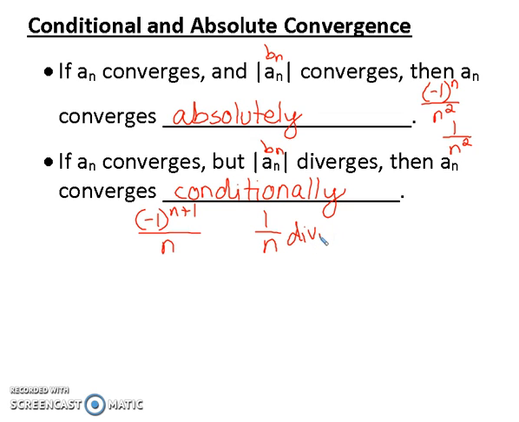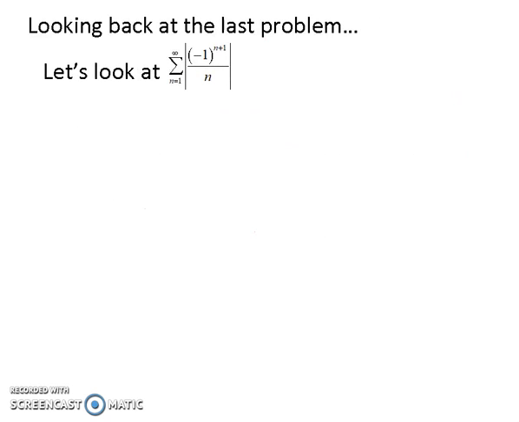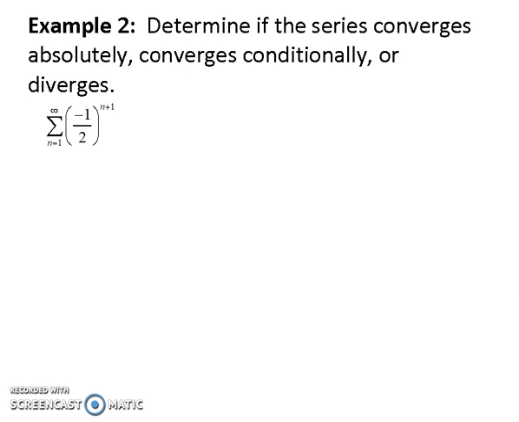So usually if it's an alternating series, they'll say determine if the series converges, and then they'll say if it does, determine if it converges absolutely or conditionally. So you'd have to take it one step farther with that. So for example, we already looked back at the last problem, so we're good. Determine if the series converges absolutely, conditionally, or if it diverges.